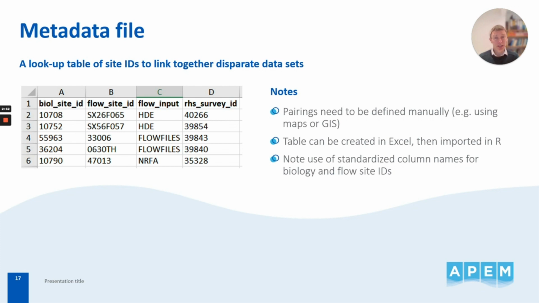The only thing I would just draw your attention to at this stage is the use of the standardized column names. So we've got biology site ID, flow site ID, flow input, RHS survey ID, and so on. You don't have to use these column names, but these are the column names that some of the data import and later functions default to. So if you set up your metadata file with these column names, it streamlines the process and it makes it easier to daisy chain various different functions together.